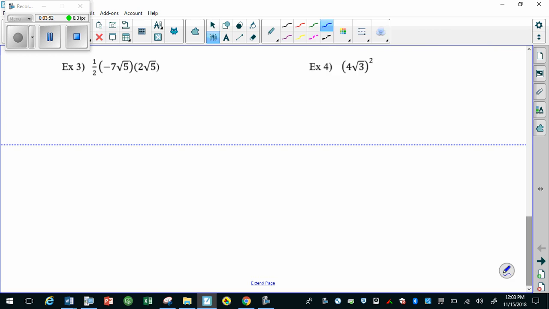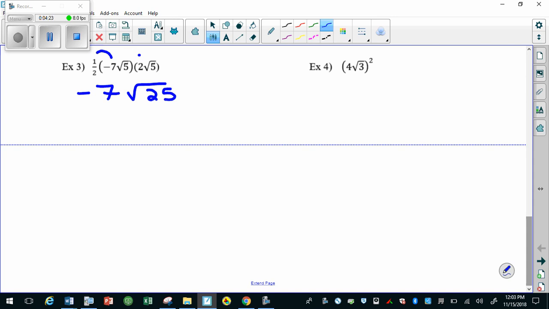1/2 times negative 7 rad 5 times 2 rad 5. And I'm going to shorten up that word radical and just say rad. Let's do all the numbers together. So let's take 1/2 times negative 7 times the 2. Okay, so 1/2 of negative 7 would be negative 3.5 times 2. We're really back to just negative 7. Okay, and then radical 5 times radical 5 would be radical 25.